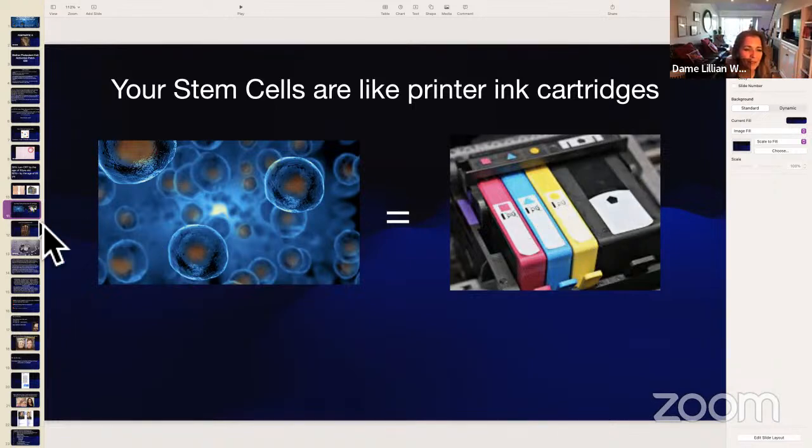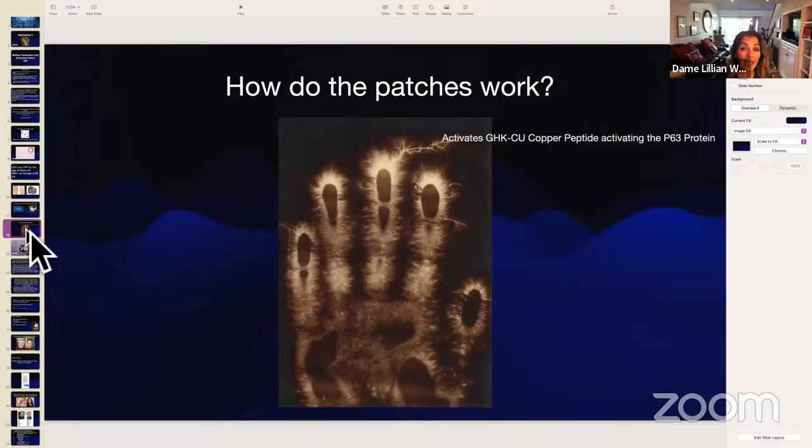Okay. So let's look at how the patches work. In the past, just recently, the FDA no longer wants us to say that the patches, which are using photobiomodulation, which is wearable light technology, a phototherapy patch, activate GHK-Cu copper peptide, which activates the P63 protein in the body, even though we have research studies that actually show that. We used to be able to say that, but we can't any longer. I just want to let people know, to be completely compliant here.